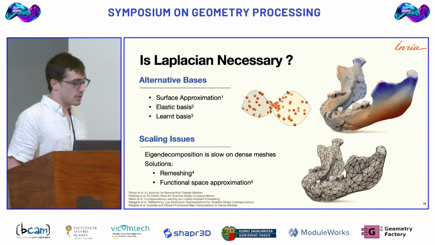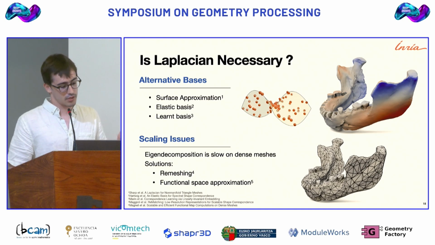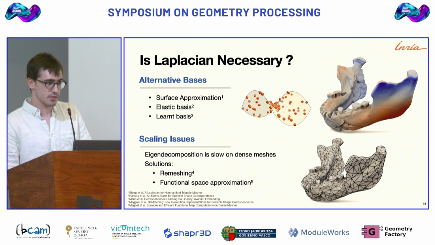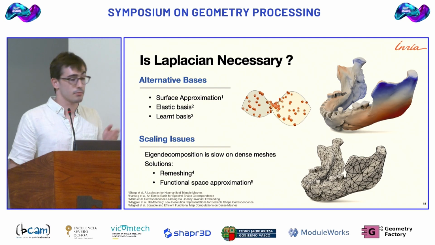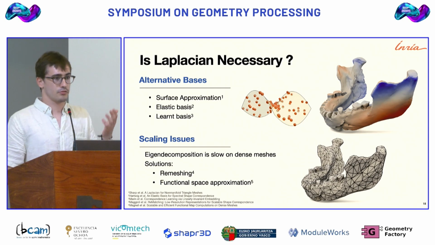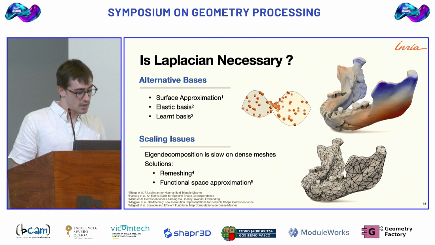And another issue with the Laplacian is that it doesn't scale well. I'm taking an eigenvalue decomposition of a large n times n matrix. This is a bit annoying. So there are a few solutions, like we can remesh the shape and just try to upsample, but then you have to be careful about how you upsample because there's no canonical way of upsampling things.